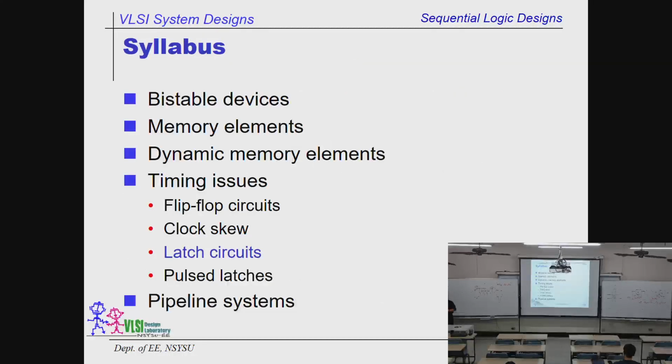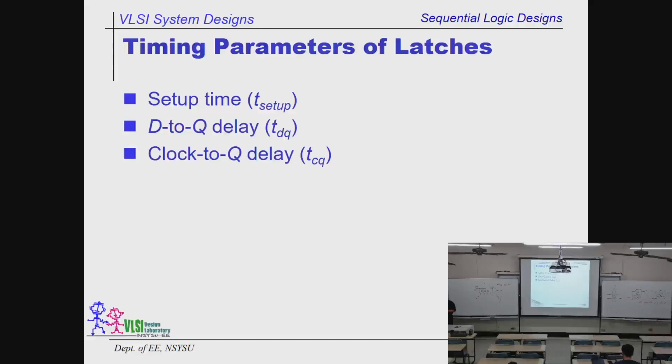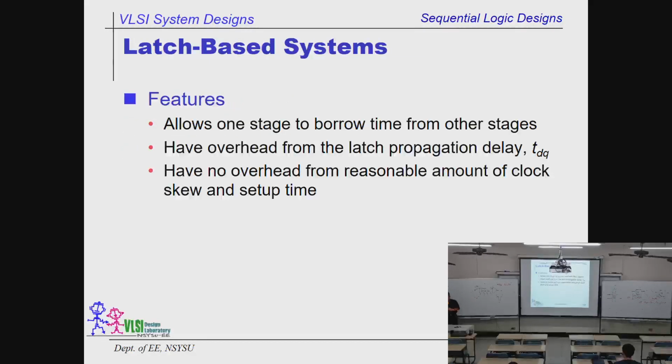All right, so we have a few topics left. We're going to go over them very quickly because none of them is critical to our circuit design. These are the three parameters that we mentioned before. Let me refresh your memory again. Setup time, D to Q, which is a propagation delay, and the clock to Q delay. So these are the parameters.